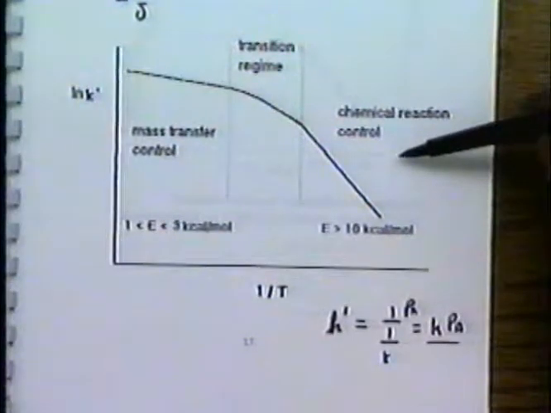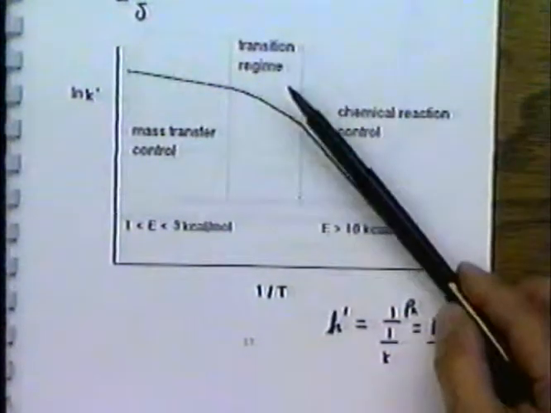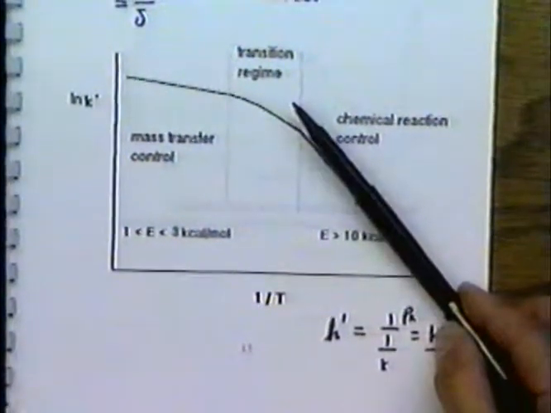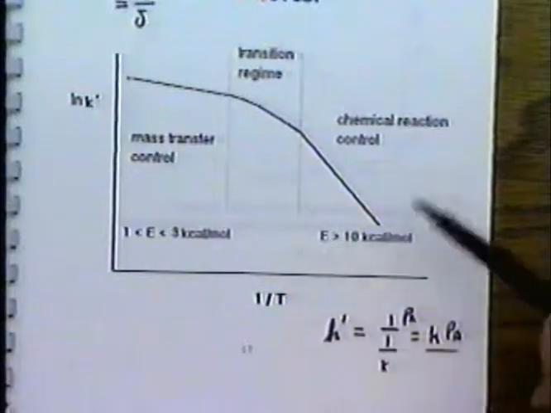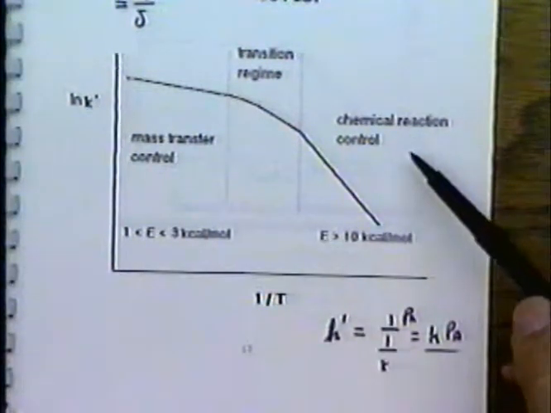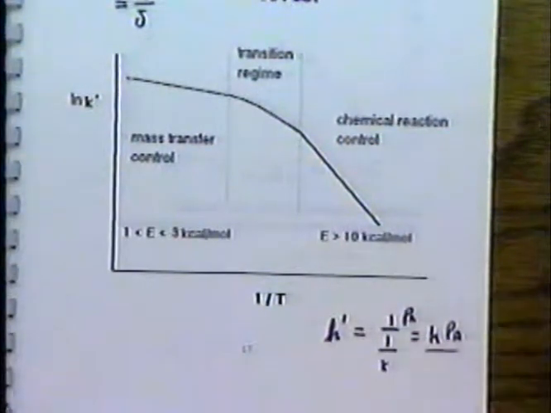Chemical reactions have activation energies larger than diffusion coefficients. Therefore, here, the slope of the Arrhenius plot will increase. Typically, the activation energy for the chemical control regime will be larger than 10 kilocalories per mole.